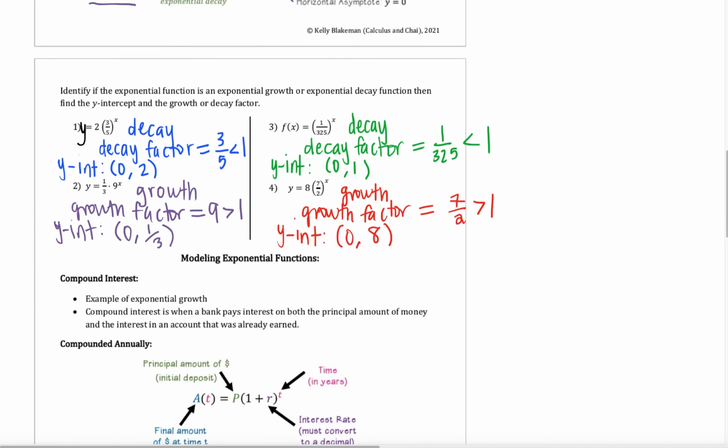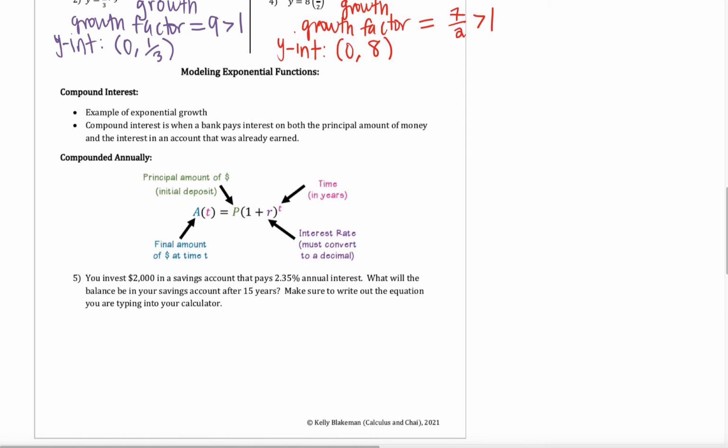Let's talk about how we could model these exponential functions. One example of modeling exponential functions comes from compound interest, and specifically, we're going to focus on just the example of exponential growth. Compound interest is when a bank pays you interest on both the principal amount of money and the interest in the account that has already been earned.